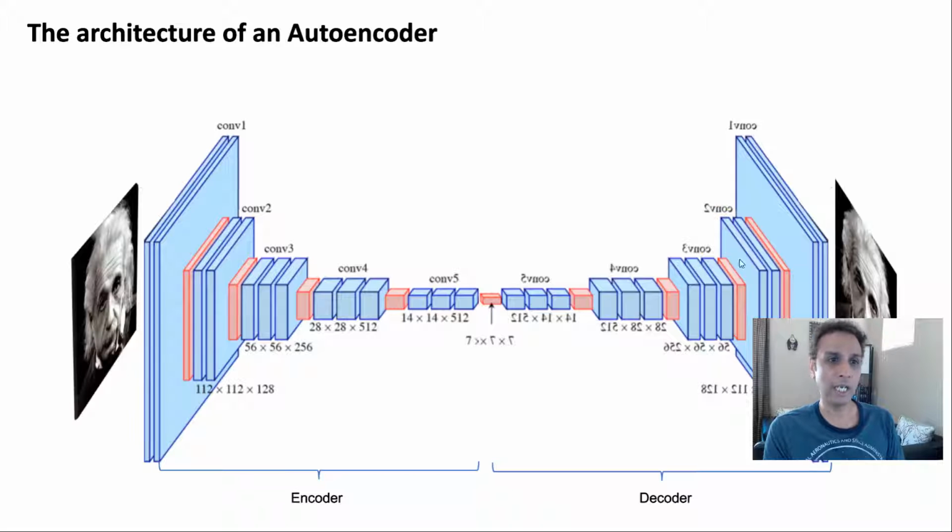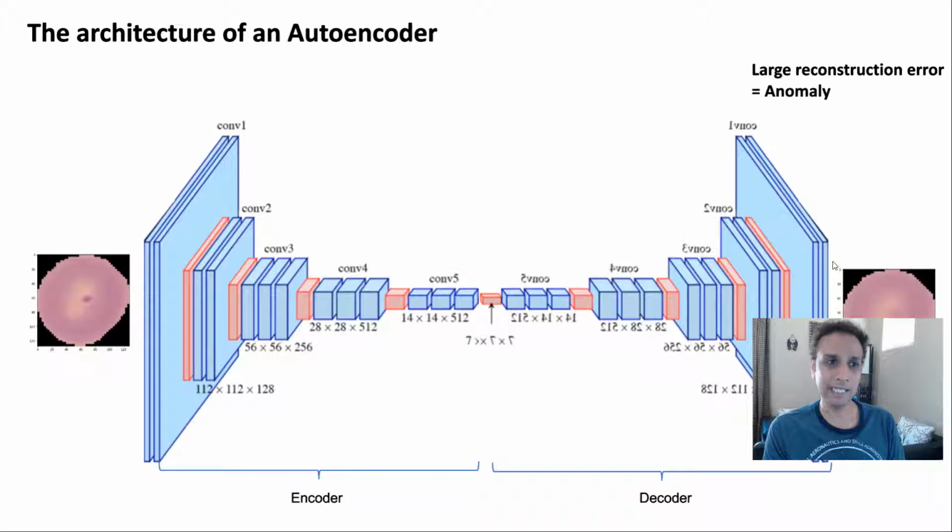Because what if we cannot reconstruct the original image up to 100%? In fact, we cannot achieve 100%, right? So what if we can get 95% there? What if the reconstruction accuracy is below 90%? That's where we can set a threshold and say, okay, that is an anomaly.